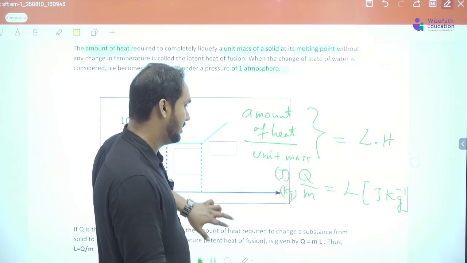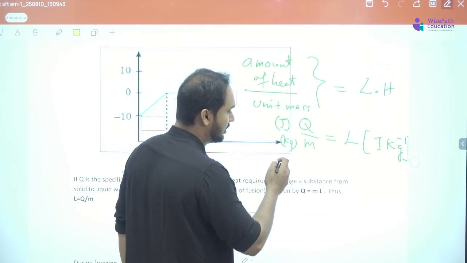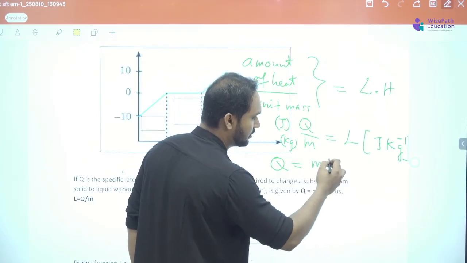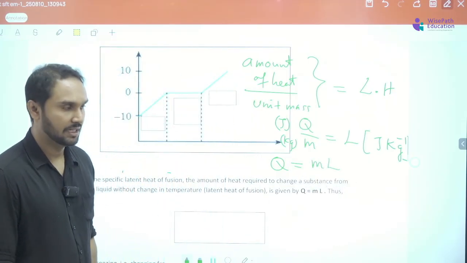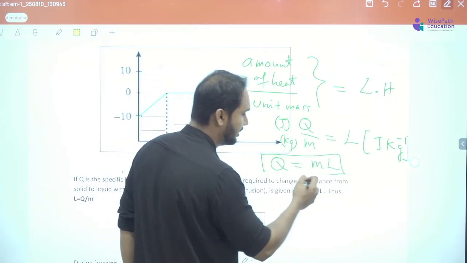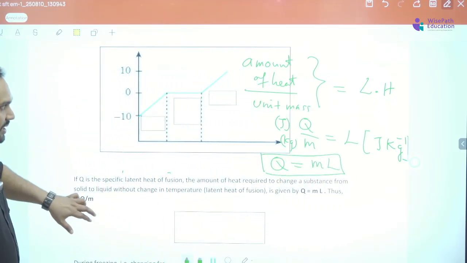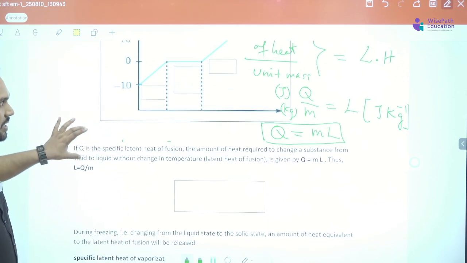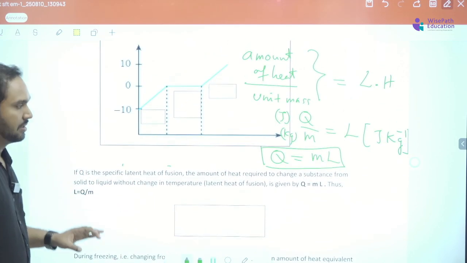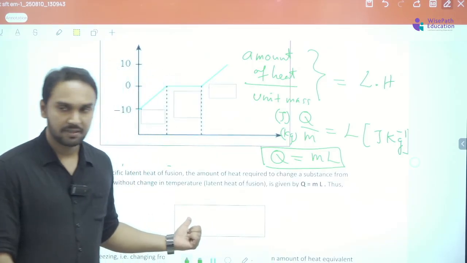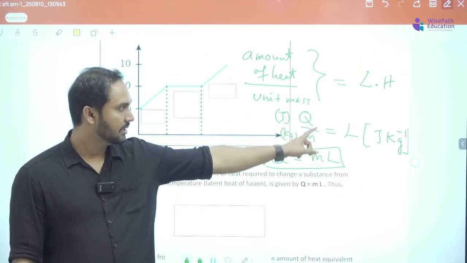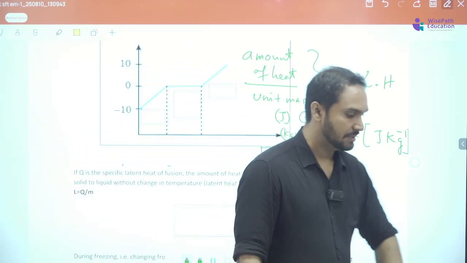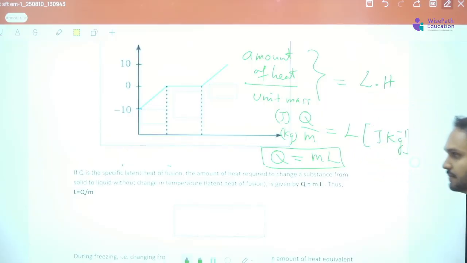So if I isolate the Q, the amount of heat that it takes is equal to mass into specific latent heat. Now this is one of the important equations, right? Can you write it here? Q equals mL. Write it in the box. Q equals mL, and define the terms. Q is the amount of heat, m is the mass, and L is the specific latent heat.